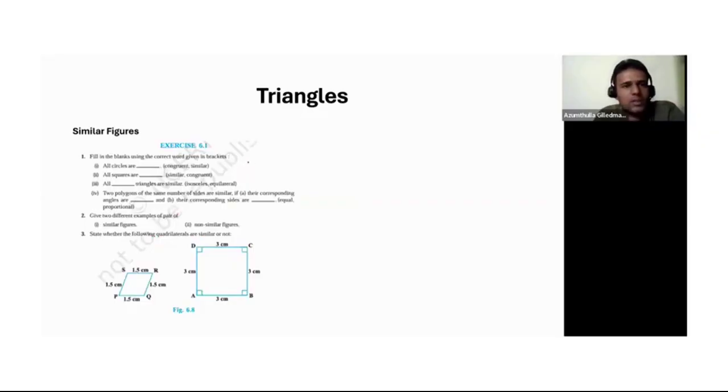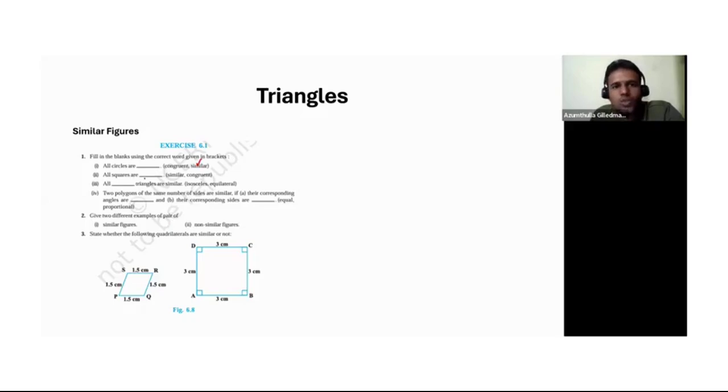Okay, let's look at this one. So this is your exercise. Fill in the blanks using the correct word. All circles are congruent or similar? The circles can be of different sizes, right? If it is the same size, then we say these are congruent, but because circles can be of different sizes, we'll say this is similar.